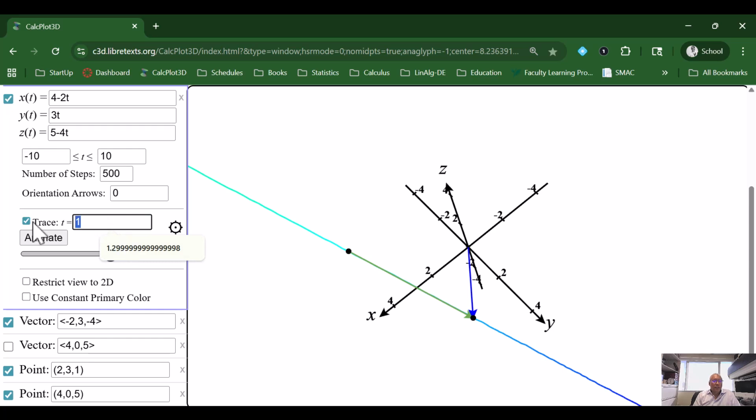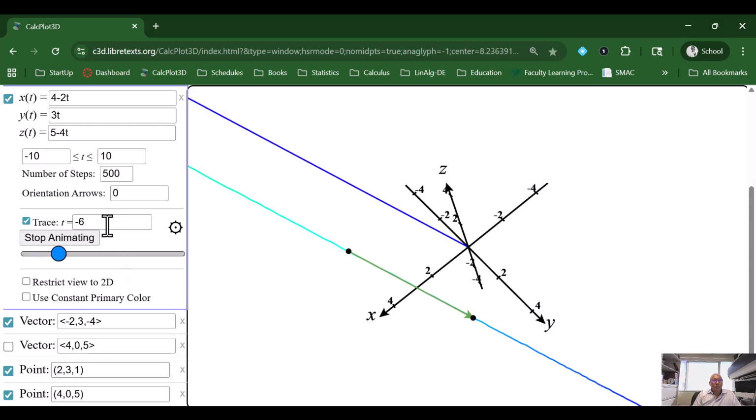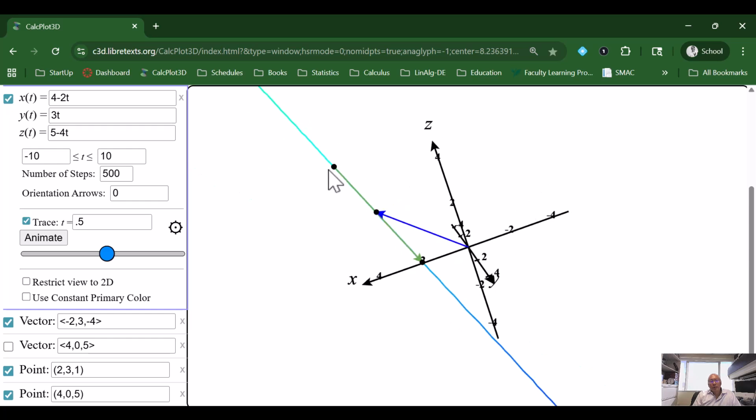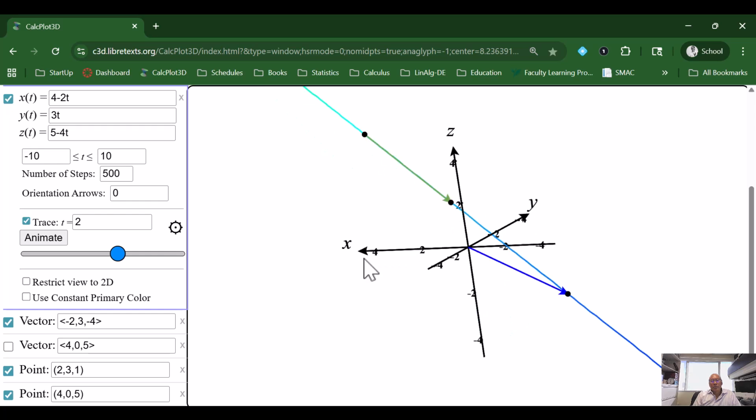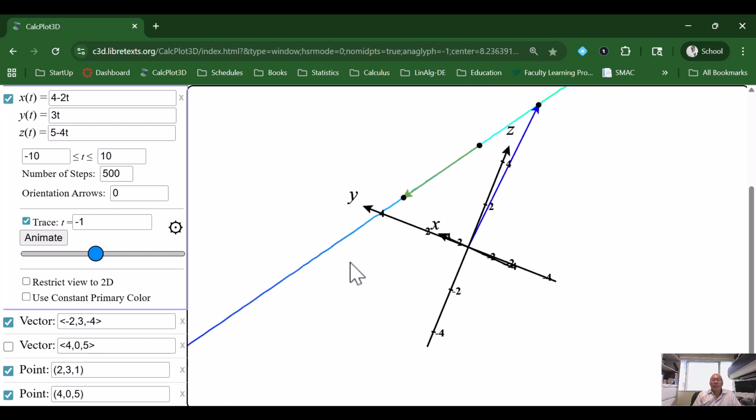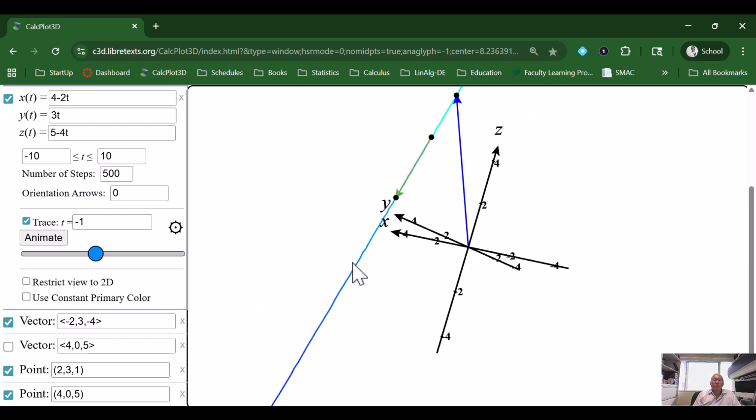If I have 0.5, I will be at this point between the first point and the second point. If I put 2, I will be like 2 vector lengths away from my original point. And then if I have -1, I'm behind. I'm 1 vector length behind the starting point.